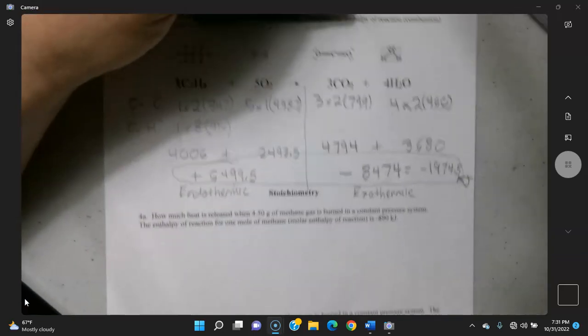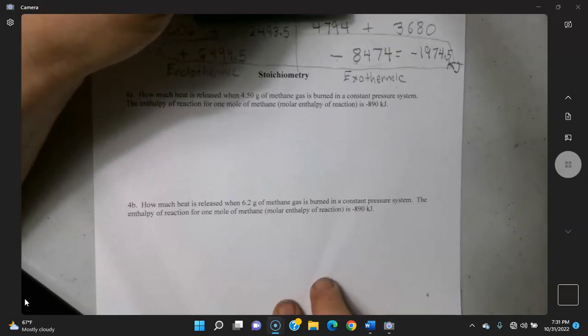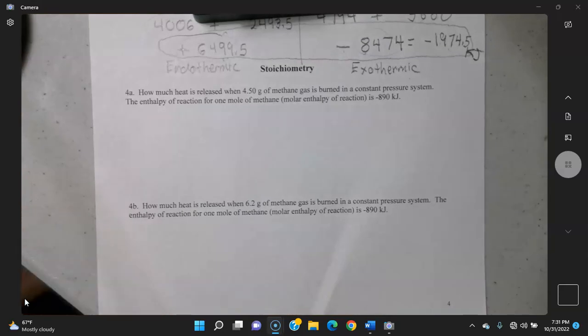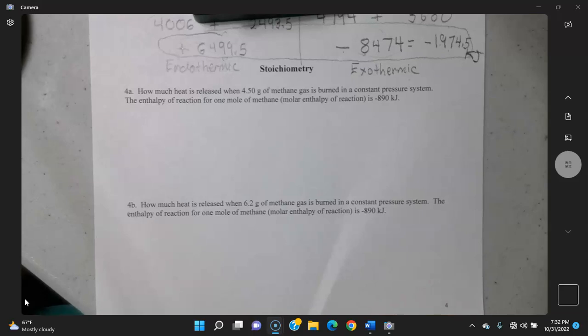Okay, I'm going to do a couple of the stoichiometry. I'm going to do one. I want you to do the other. So I'm actually going to look at 4B. Okay, so how much heat is released when 4.5 grams of methane is burned in a constant pressure system? That's not really relevant. The enthalpy of reaction, well, it's telling you that it's enthalpy. That is kind of relevant, but we assume it's constant pressure all the time. The enthalpy of reaction for 1 mole of methane, molar enthalpy of reaction, is negative 890. We've seen that number before, okay?